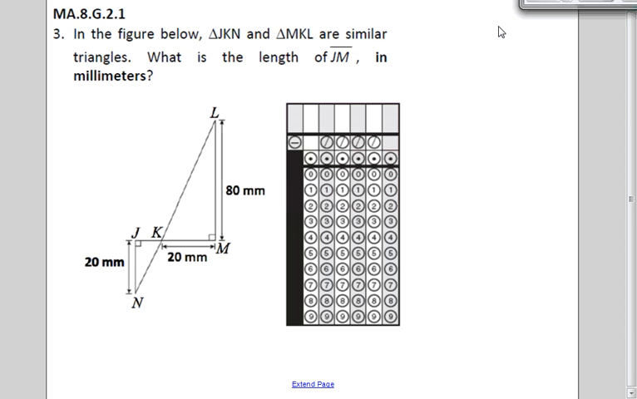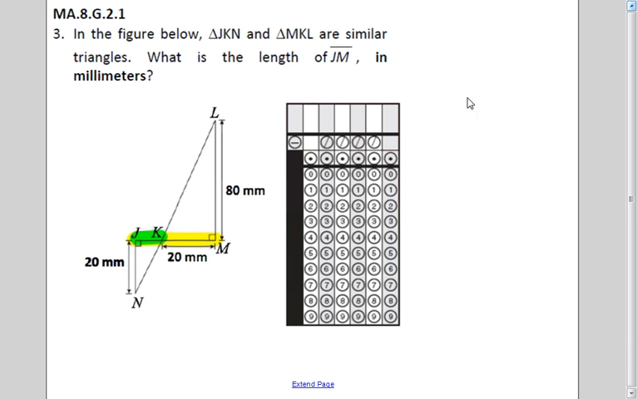Next, this is the one that we try to avoid most, but it is actually not that difficult when you have enough practice. So in the figure below, triangle JKN and MKL are similar triangles with the length of JM in millimeters. We are looking for J to M, which means that we need both the length of JK and the length of KM in order to figure this out.